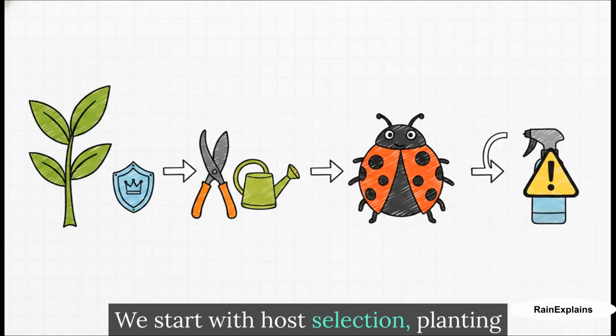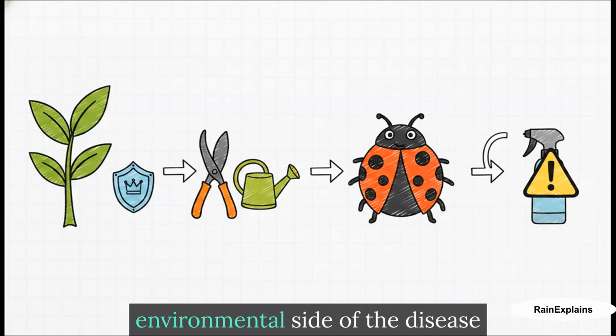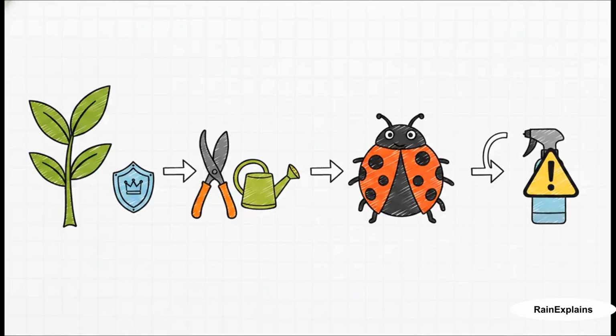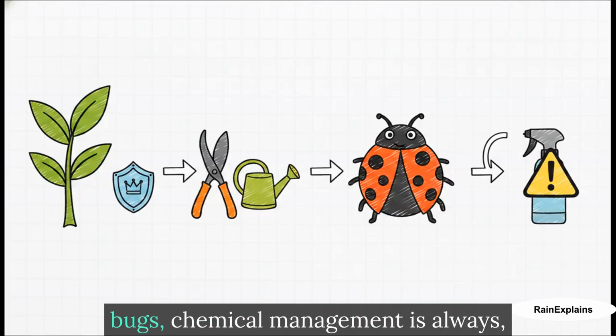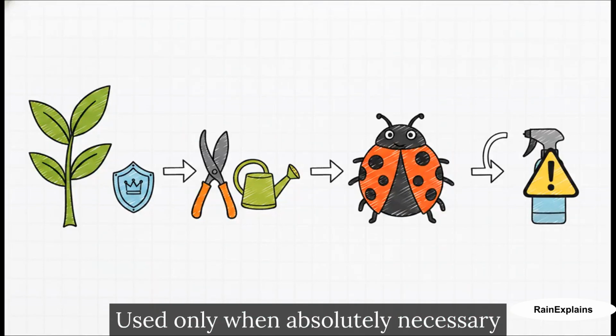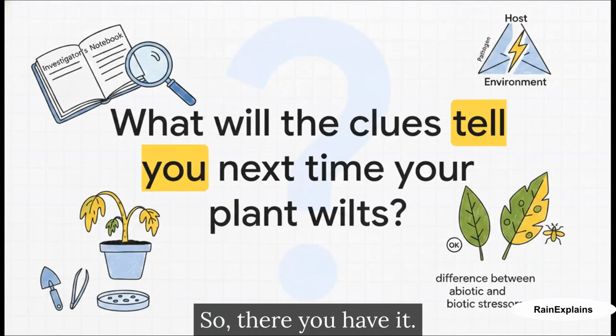We start with host selection, planting resistant varieties. We use cultural management, adjusting our spacing and watering to break that environmental side of the disease triangle. We can even lean into biological management by introducing beneficial bugs. Chemical management is always considered a last resort, used only when absolutely necessary and specifically targeted right at the verified suspect.